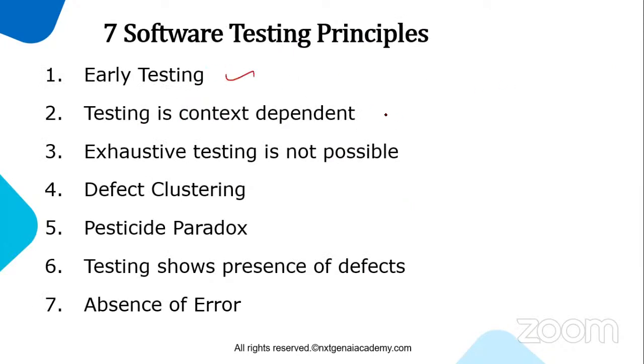Early testing. Testing is context dependent. Exhaustive testing is not possible. Defect clustering, pesticide paradox, and testing shows the presence of defects and the absence of errors. Every book will follow its own way of explaining this. I have designed it in such a way that it will be very easy for you to visualize and remember it. Let's put it according to the industrial standard, which is very important.